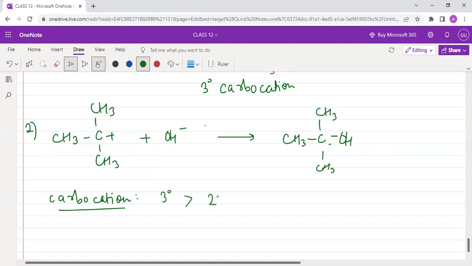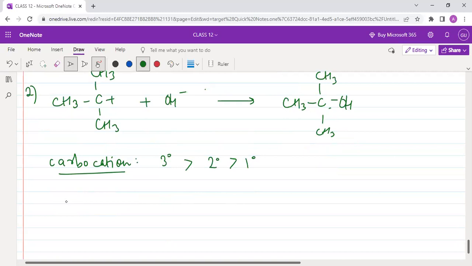Tertiary is more stable than secondary, and then it is primary. So the greater the stability of the carbocation, the greater the ease of formation. That means the product will form more easily. So you have to remember that the SN1 reaction will be the fastest in tertiary halides. The tertiary halides will show faster speed, then secondary halides, and then primary halides, because tertiary carbocations are highly stable. Understood?